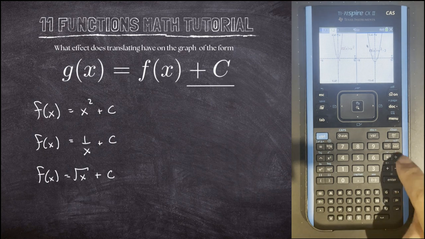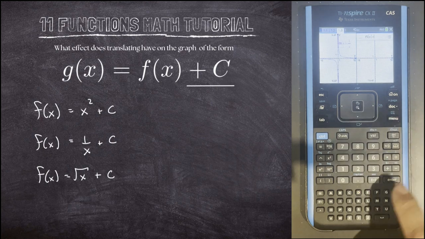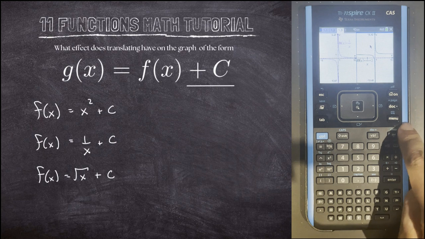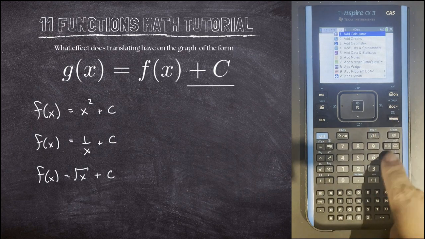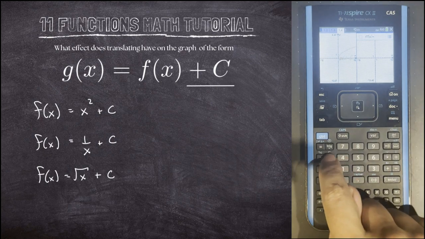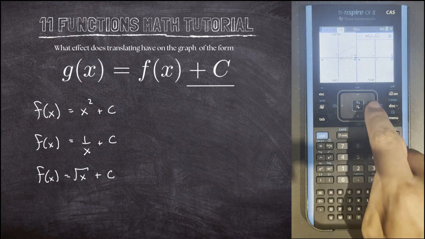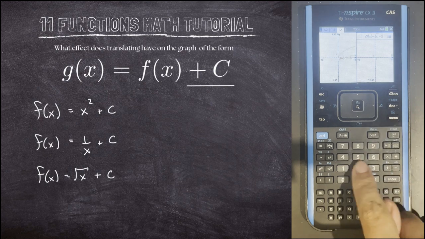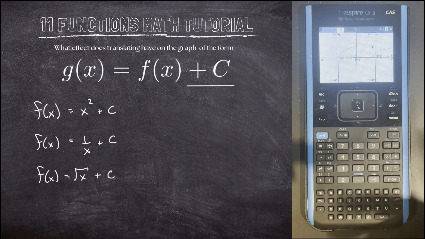Now let's try the same thing with the inverse function. So there's our inverse function, 1 over x. And for this one, if I do 1 over x plus 2, what happens? Same thing, it gets translated up 2 units. And lastly, we'll try our radical. So there's our radical function. And if I add 2, it gets translated up 2 units.